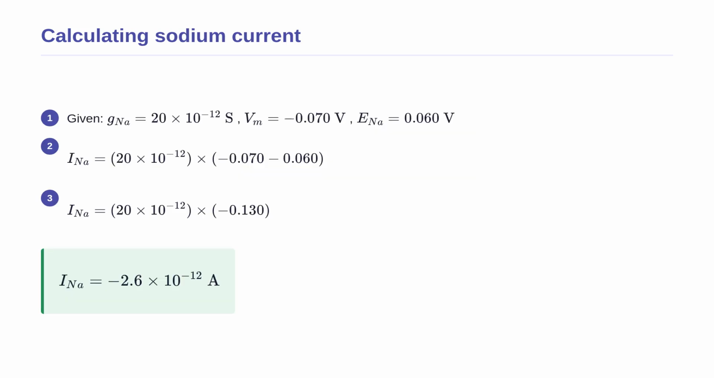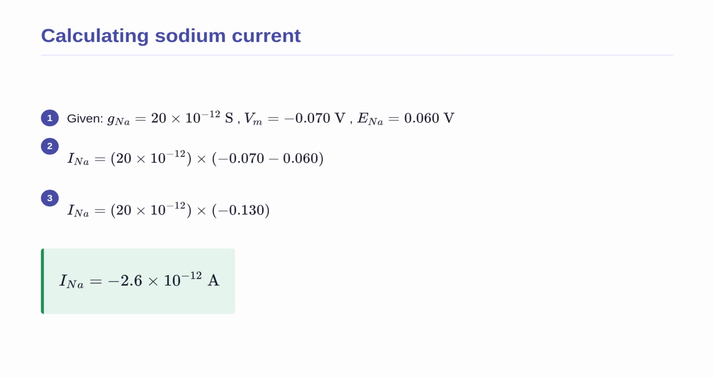Now that we have our formula, let us look at a practical example to see how fast ionotropic receptors change the electrical state of a neuron. Suppose glutamate binds to an AMPA receptor, opening a sodium channel. We are given a conductance of 20 picosiemens, a resting membrane potential of -70 millivolts, and a sodium equilibrium potential of +60 millivolts. First, we convert our millivolts to standard volts. Then we substitute these values into our equation.